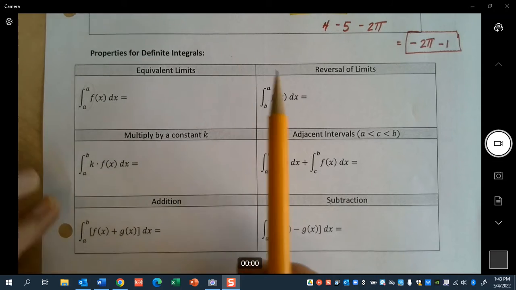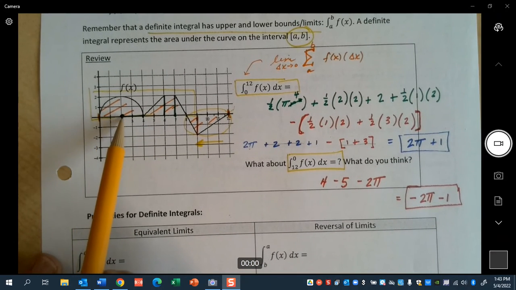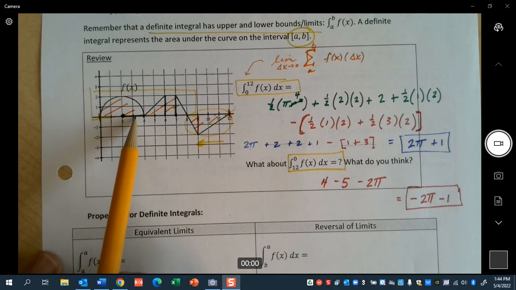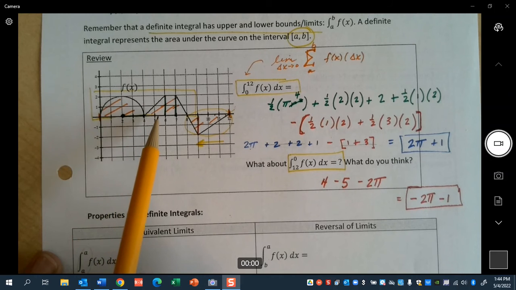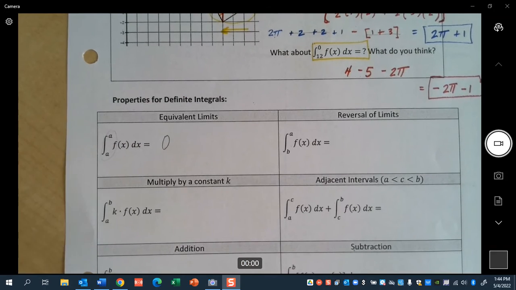What is my boundary? Go back up to your graph. If I was going from 1 to 1, or 2 to 2, or 3 to 3, or 4 to 4, 5 to 5, how much area would be under that curve? Exactly. That's a big 0. When you are finding the area under the curve and you don't have any width, any space, that's going to be 0.